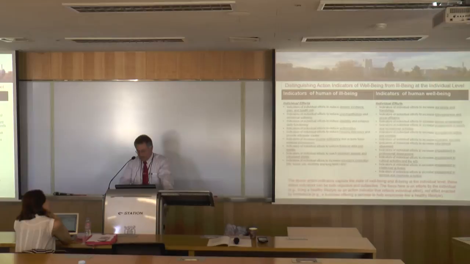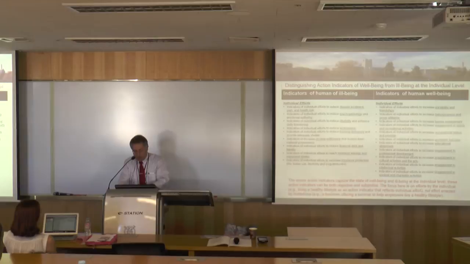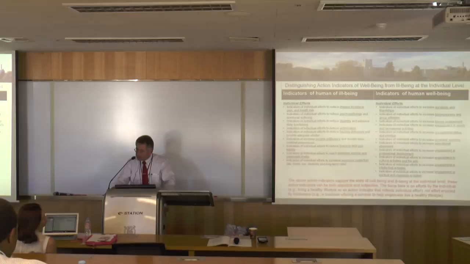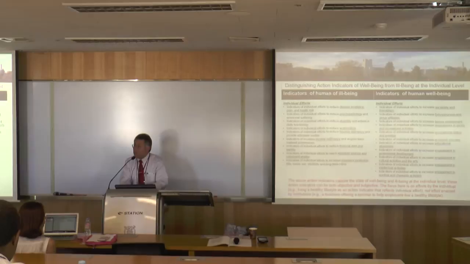So let's look at the left-hand side, indicators of human well-being, and again, we're looking at action indicators now. Indicators of individual efforts reduce disease incidence, pain, and health risks. Well, again, the outcome indicators essentially reflect the reduction of disease incidence, pain, and health risk. But people do things, and we need to capture what are those programs, what are those policies that work, let me rephrase that. What are those individual efforts that people use for themselves to try and get them to not fall ill, not become sick, to reduce their own health risk?